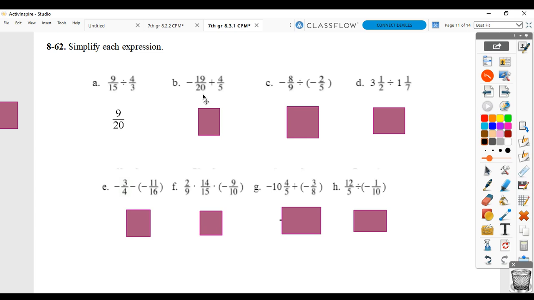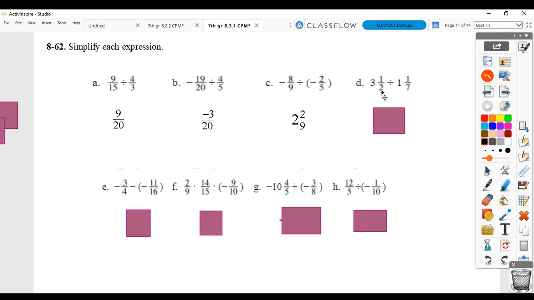For B, I should see that you changed it to a common denominator of 20. And I should see the work for that, and you end up getting -3/20. For C, again, I should see the keep change flip. Final answer is 2 2/9.